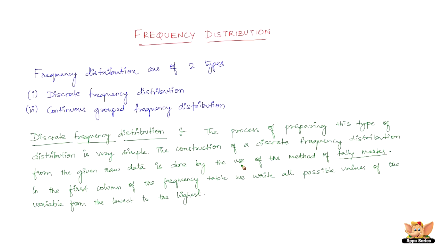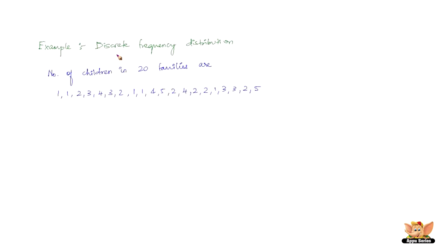Let me give you a quick example for a discrete frequency distribution. The statistical data given here is, the number of children in 20 families are 1, 1, 2, 3, 4, 3, 2, 1, 1, 4, 5, 2, 4, 2, 2, 1, 3, 3, 2, 5. So these are the number of children in 20 different families. Now let us construct a discrete frequency distribution for this given data.